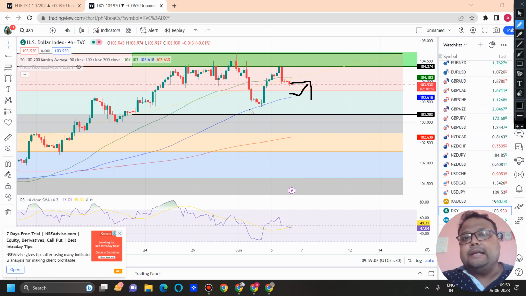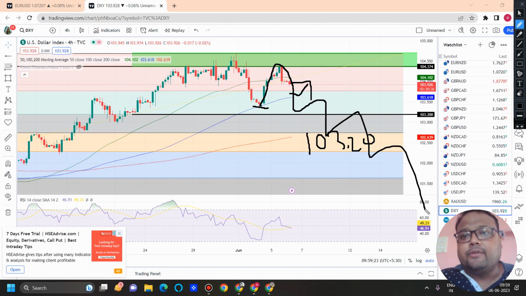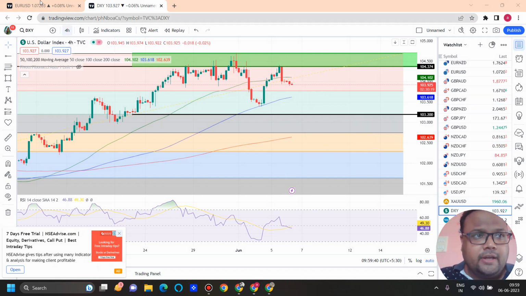But in case DXY breaks the previous low here and takes support around 103.20 or somewhere around this level, then it's not a very positive sign for DXY, because there will be a chance of trend reversal very soon. The market forming a lower high and lower low is not a very positive sign. So let's wait and watch whether DXY takes support around the 100 moving average or if it fails to take support. The next low of DXY will be very important.